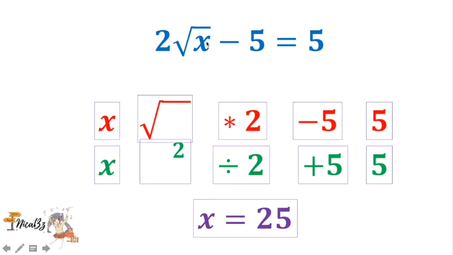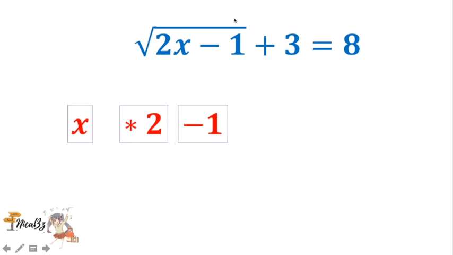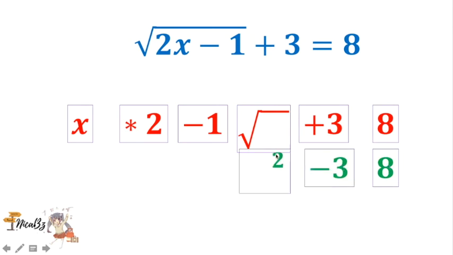Now, let's have a more complicated example. So there is now a binomial inside the radical sign. As usual, we list now x, and then x here is multiplied with 2. Then the whole expression is subtracted with 1, and then the square root is solved, added with 3 to get 8. And we do the reverse. Start with 8, you subtract 3, you square it, you add 1, you divide by 2 to get x.